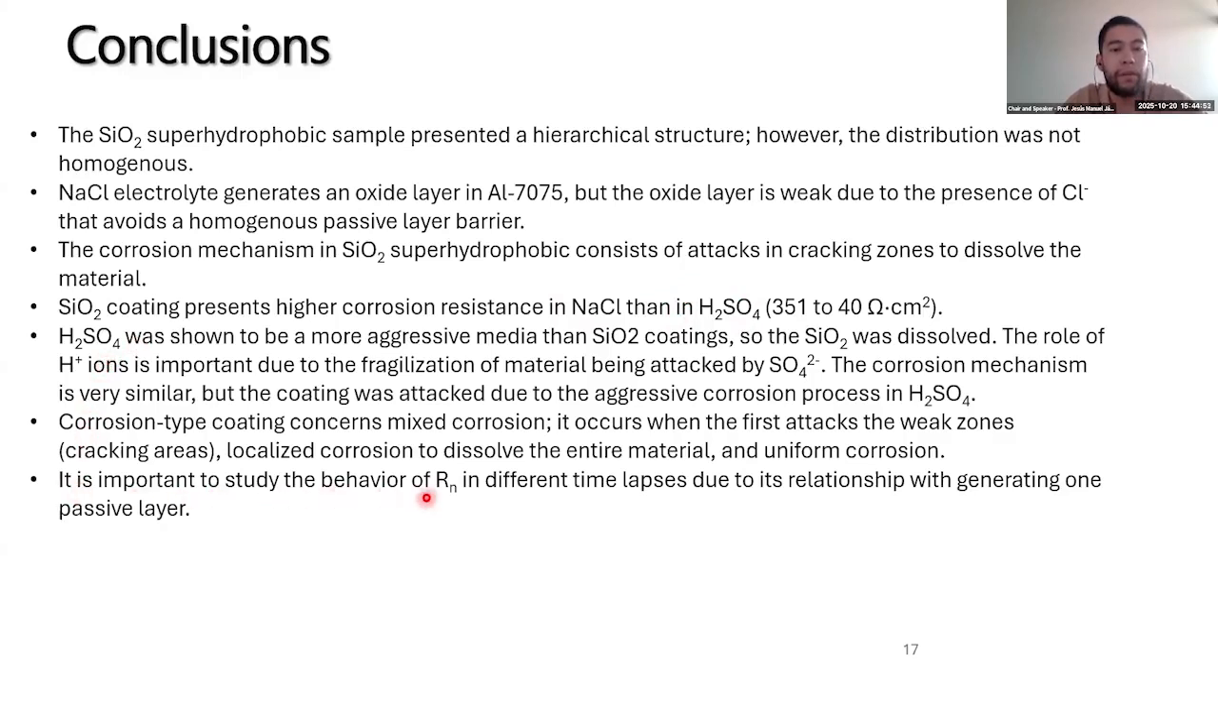And it's important to study the behavior of noise impedance because it reflects the evolution of the corrosion resistance. But one of the most important, I think the most important, is this one. Corrosion of the coating concerns a mixed corrosion that occurs first as localized attacks in some zones, and after some time this localized attack dissolves the entire coating, generating a uniform corrosion. For that reason, it can present some variations.